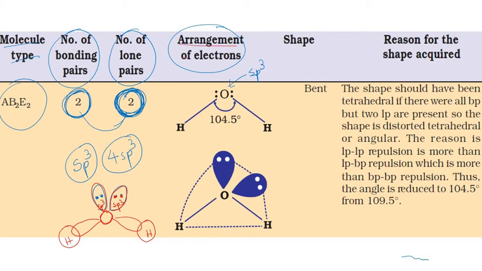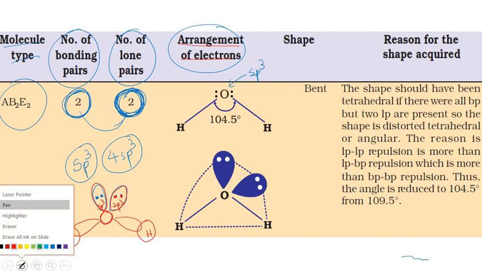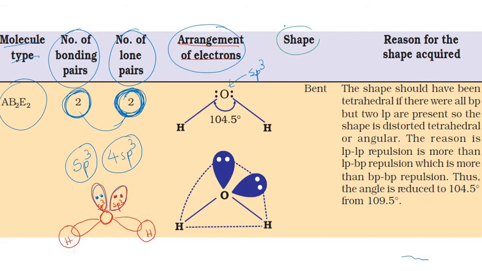And when I speak of arrangement of electrons, as I've already told you, we have to include the lone pair as well as bond pair, right? And because of the presence of these lone pairs, the shape of the molecule is undergoing a change, and that change is nothing but here it is bent, okay? And if you see the reason for the shape acquired, right, the shape should have been tetrahedral if there were all bond pairs, okay? If there were all bond pairs means there was no presence of lone pair. At that time we could have written like this, okay?